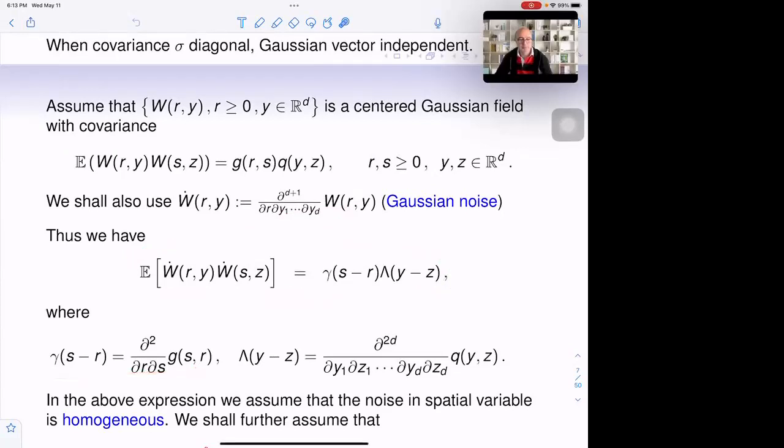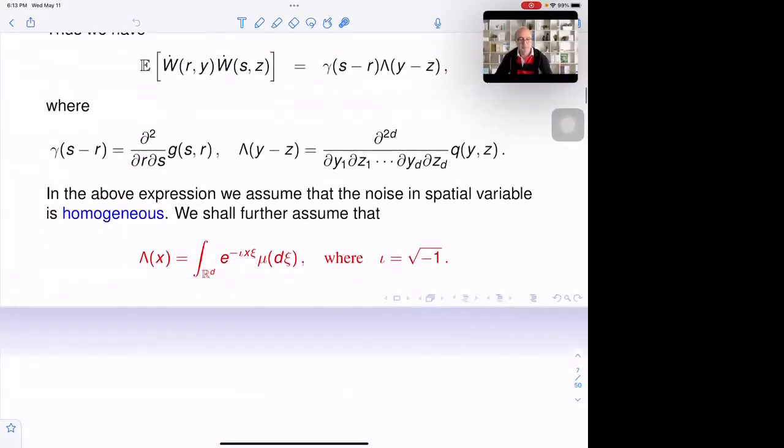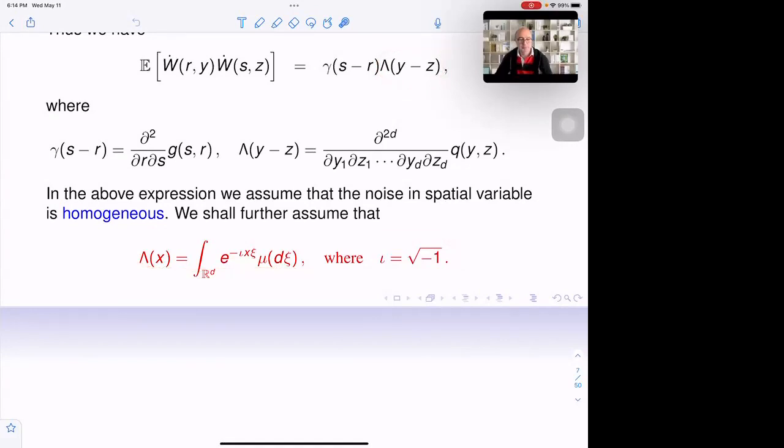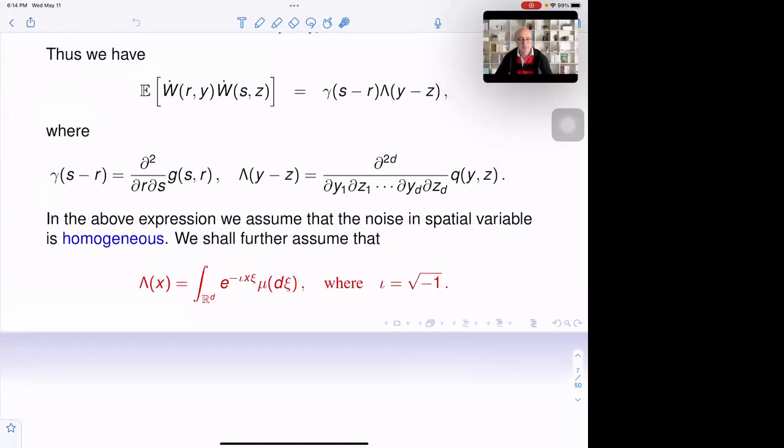Usually we assume the noise is stationary in time and homogeneous in space. This is homogeneous in space, and in time we call it stationary. So we assume this lambda, for s and r bigger than 0, and y and z can be in R^d. For this lambda, we assume it is given by the Fourier transform of some measure. If it is the Fourier transform of some probability measure, then it is always the covariance of something. You can always find it.